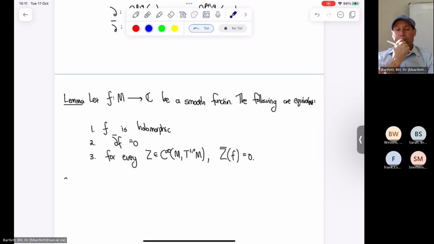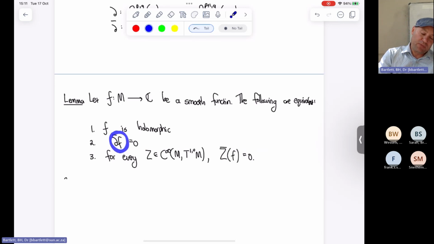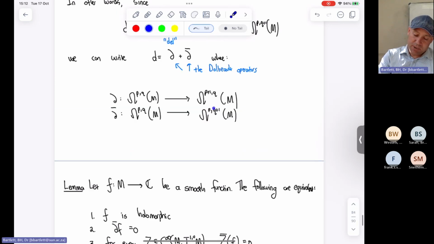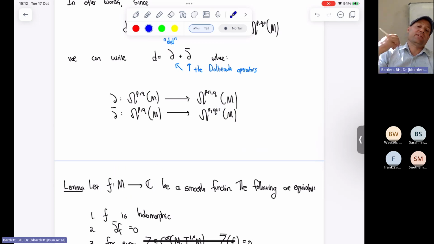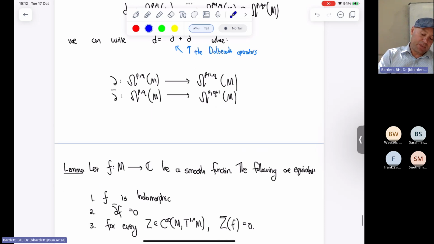The second condition is that del bar applied to F is 0. So this is going to be a certain form, a one form of type 0, 1, because that's what del bar does to a 0 form. It increases the second component by 1. So you'll start off with a 0, 0 form. That's what F is. And when I apply del bar to it, I'm going to get a 0, 1 form. And the claim is that that 0, 1 form being 0 is equivalent to saying that the original function F is holomorphic.